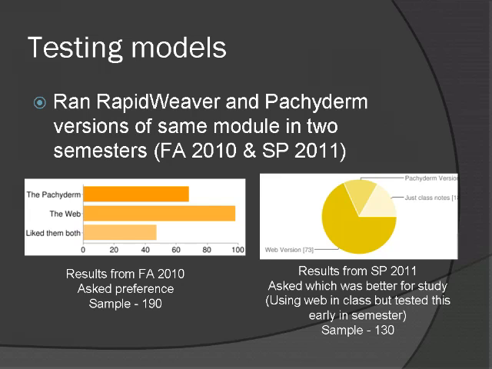And what we saw, in terms of asking them to think about which one they liked and which one they didn't, was that the web won in the sense that people liked that, but a lot of people liked both. And some people did prefer the Pachyderm over the web format. And this is, once again, a difference in that all of our students are not the same level of media savvy. Not everybody's working to the same depth of enjoying using technology.